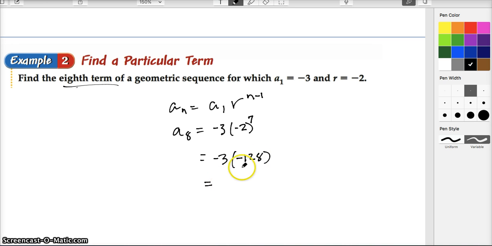But a positive what, you ask? 128 times 3: 8 times 3 is 24, carry your 2. 3, 6, 7, 8. And 384 is our final answer. So a sub 8 would be 384.